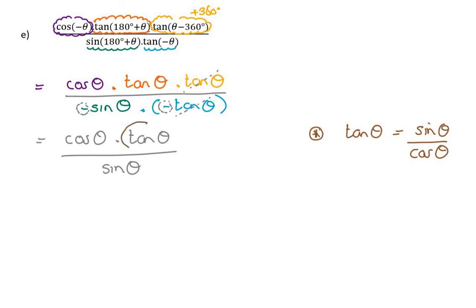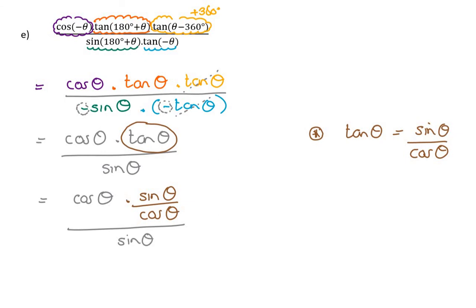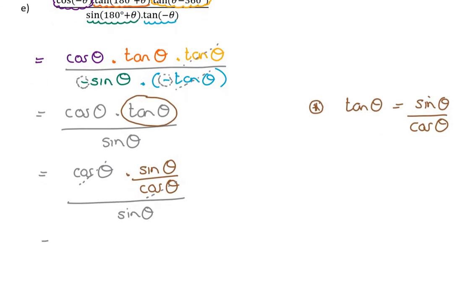So whenever I see a tan and I'm trying to simplify, I can go and rewrite it. So this is cos theta, but now I'm going to rewrite tan theta as sine theta over cos theta. And this is all over sine theta. Now you'll notice that this cos cancels with that cos, so I actually end up with sine theta over sine theta, and that simplifies down to 1.